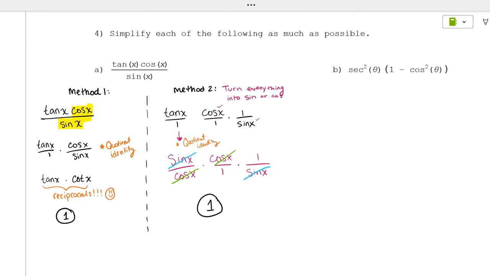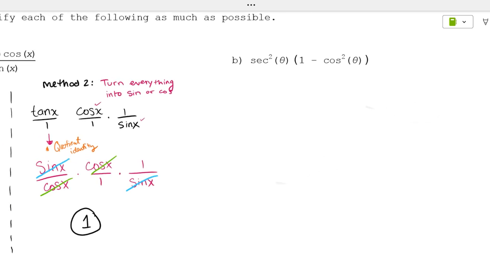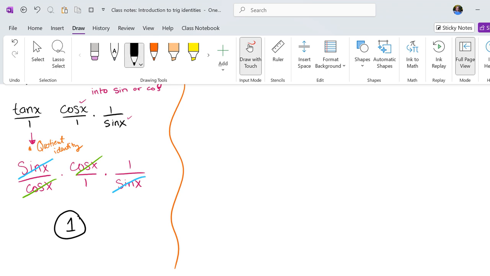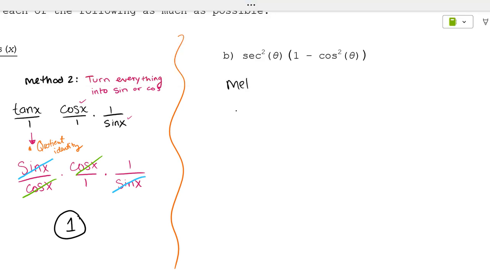Okay, I'm going to go to our next example. And once again, I'm going to do this one using 2 strategies. So just separate our notes there. So method 1 and method 2.